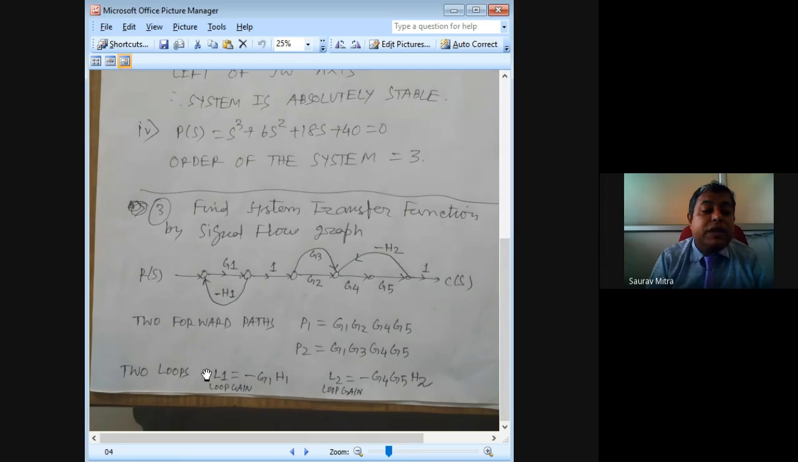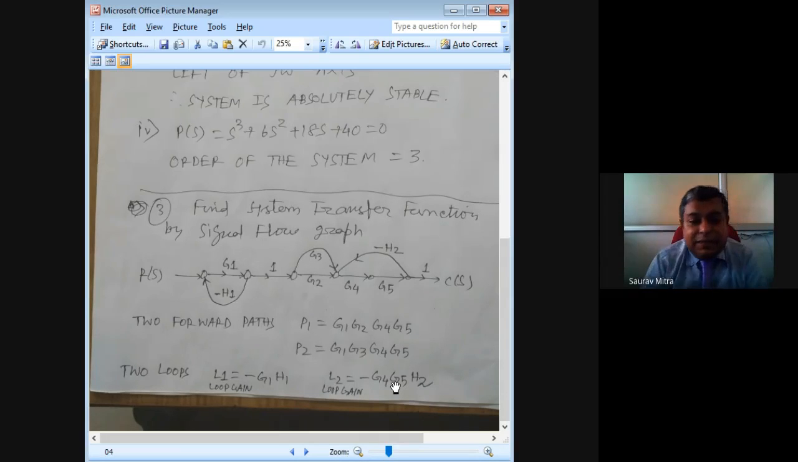So 2 loops, L1. What is the loop gain? Forward path gain multiplied by feedback gain is called loop gain, or open loop transfer function, OLTF. We have seen that. So G multiplied by H is called open loop gain or OLTF. So for loop 1 it is minus G1 H1, and there is a second loop. There are only two loops, and the second loop is minus G4 G5 H2. This minus H2 is the negative feedback gain, and G4 G5 is the forward path gain. So G4 G5 with minus H2 becomes a negative feedback gain.